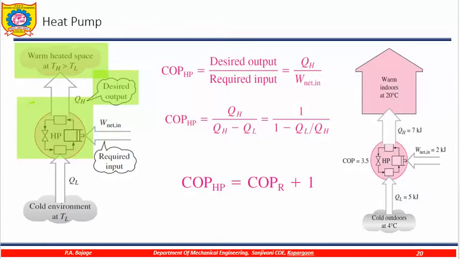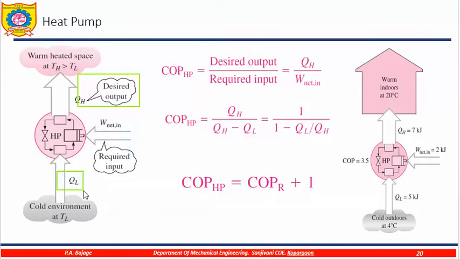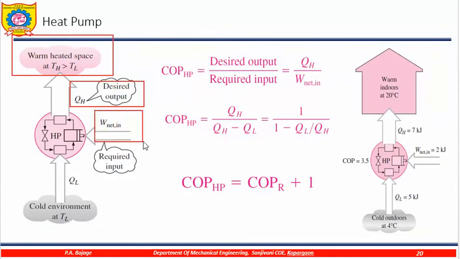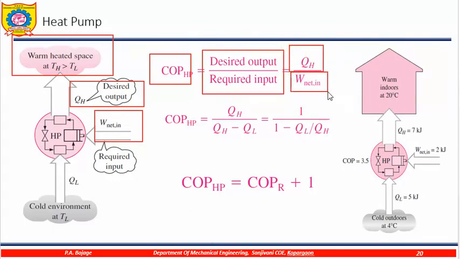Again, I will explain this. The desired output is this. In a refrigerator, the desired output was this, but here that is not the case. The desired output is QH, that is the heated space. Heating is the main output. And what is the input? Input is the W net, that is the work input. Now the COP of a heat pump is again the same, desired output upon required input. Output is QH, and W net is the input.